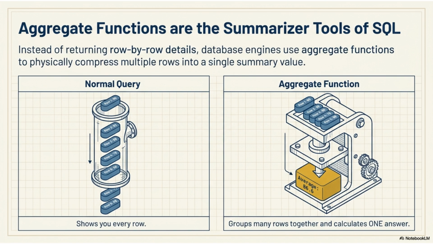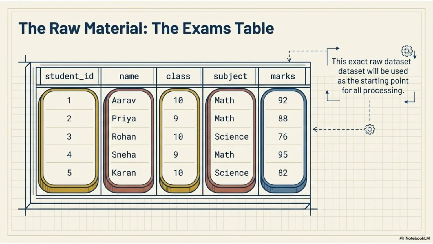Instead of showing you every row, they allow you to compress multiple rows of data into a single, meaningful summary value. To illustrate these concepts, we'll use this exams table. It contains student IDs, names, classes, subjects, and marks. This dataset will serve as our raw material for all the operations we cover in this video.